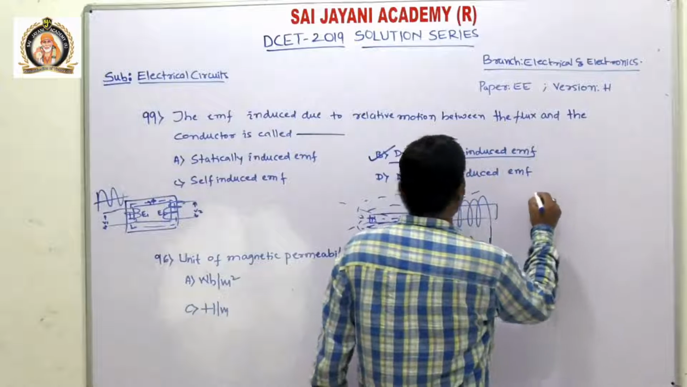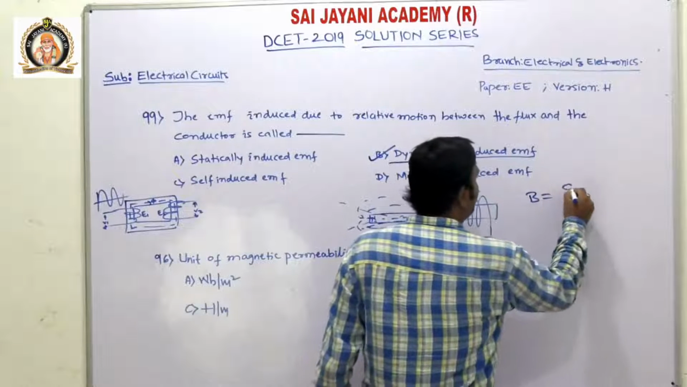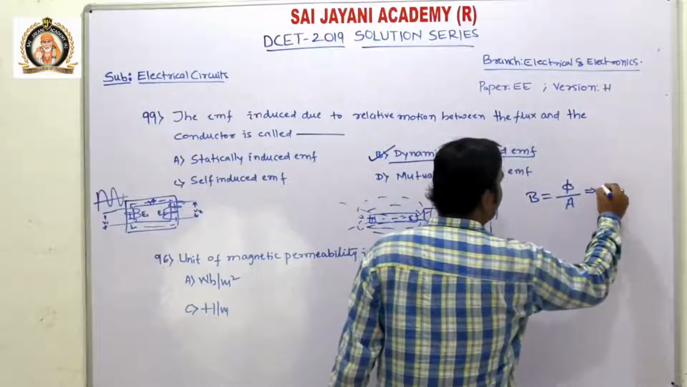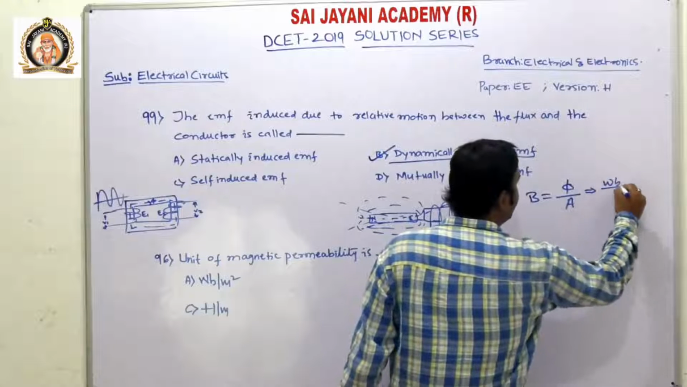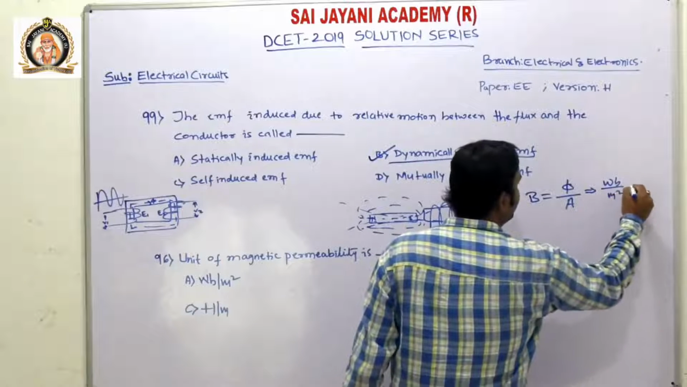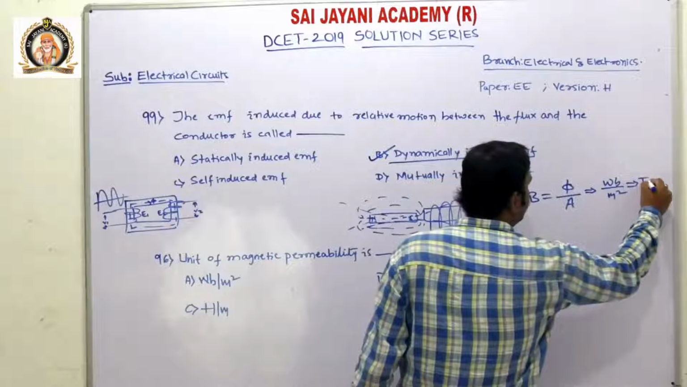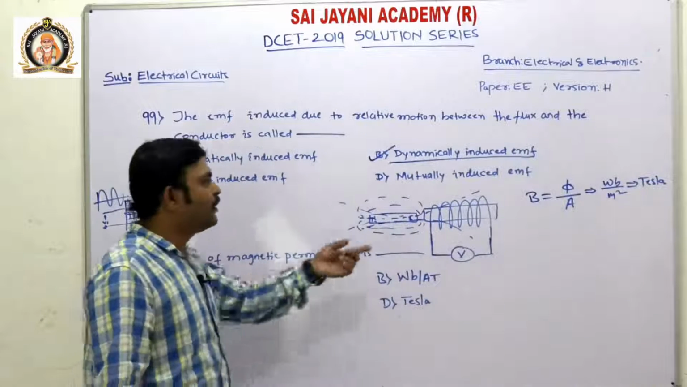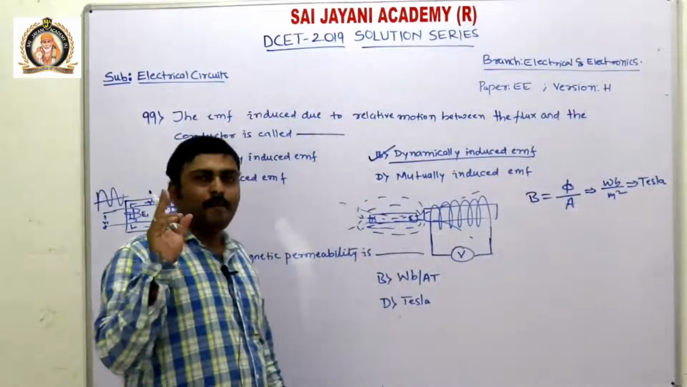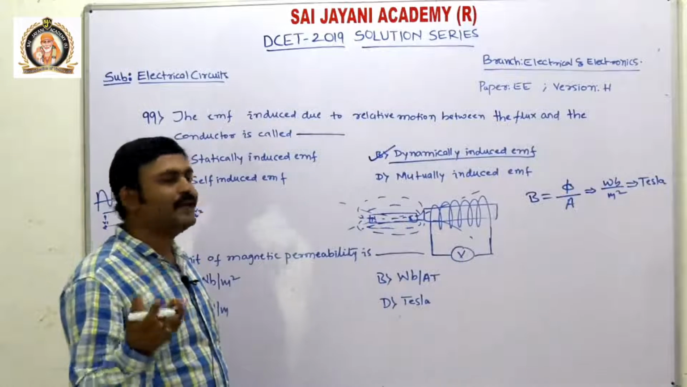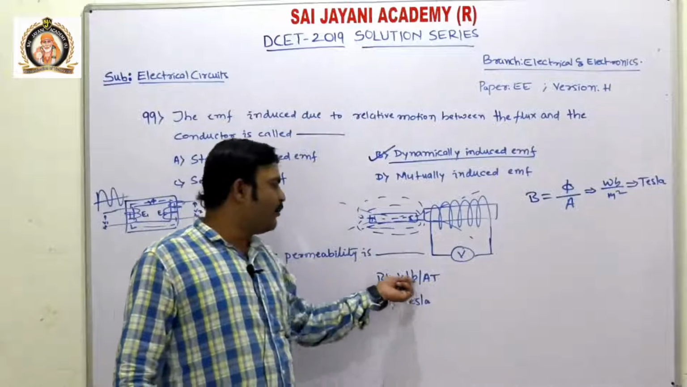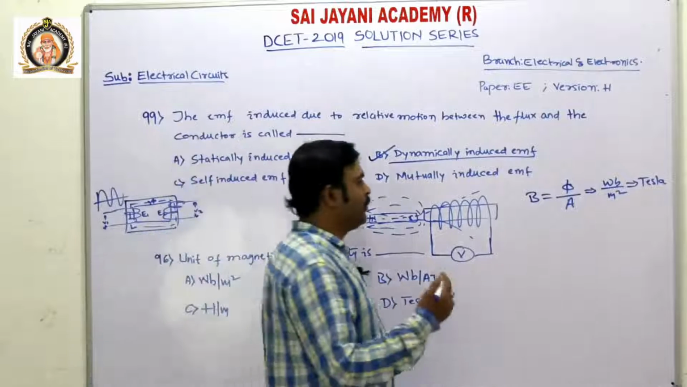Magnetic flux density. So B equals flux per unit area. Flux's unit is Weber and area's unit is meter square, and it is also called Tesla. So option D and option A are the units of magnetic flux density or magnetic field. Coming here, option B, Weber per ampere turn, there is no unit like that.